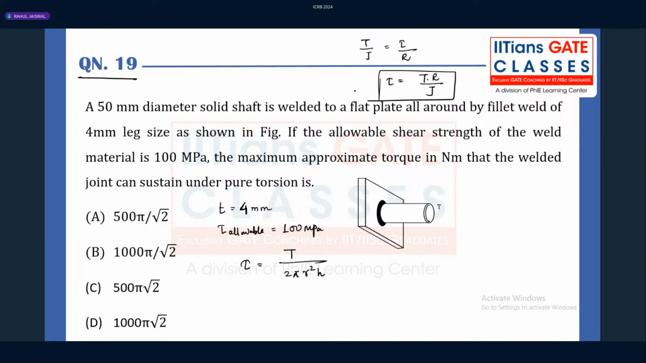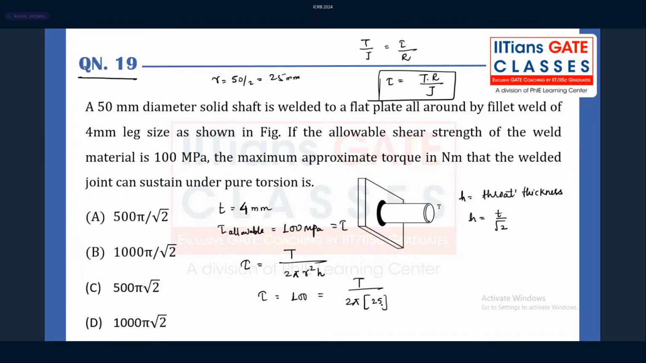Now, whatever formula for polar moment of inertia we are using is for the thin section, not thick sections, so directly I have written the formula. h is nothing but throat thickness, which is given as T divided by root 2. That is the relationship we have. So what is the value of tau, which is equal to tau allowable? That is nothing but 100 megapascal. What is the T that we need to calculate? 2 pi r square. What is the r, guys? r is nothing but 50 by 2, which is nothing but 25. h is T by root 2.